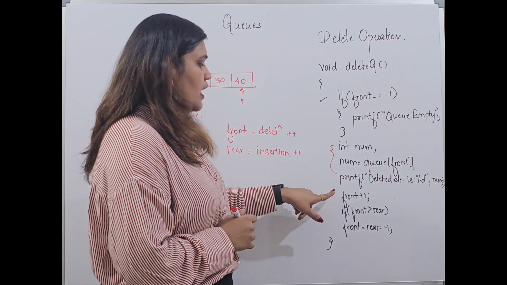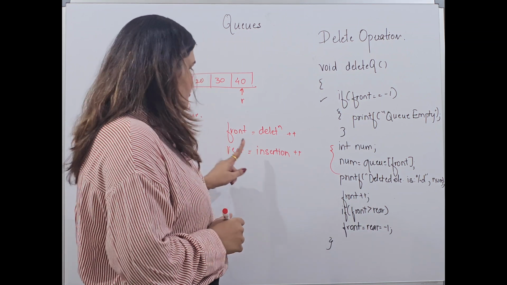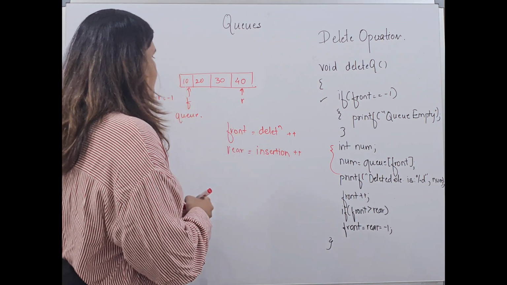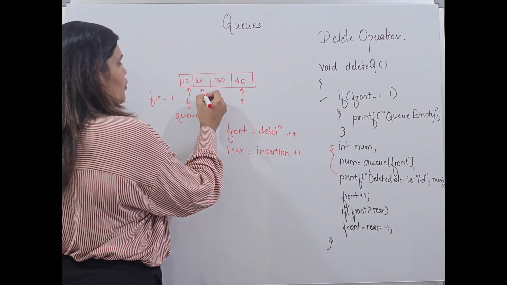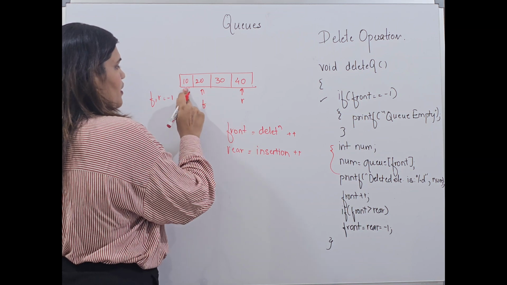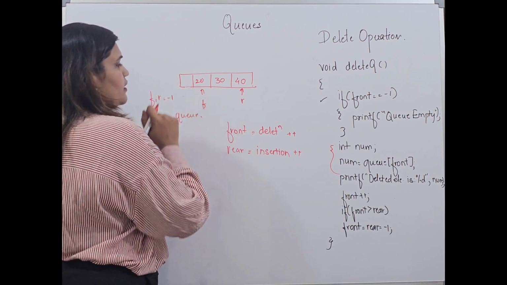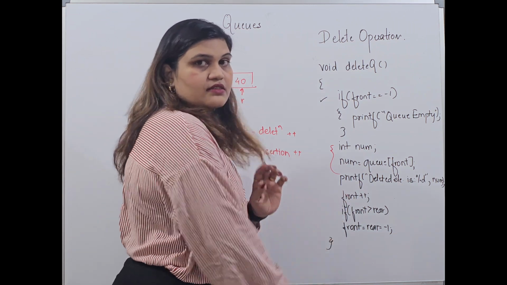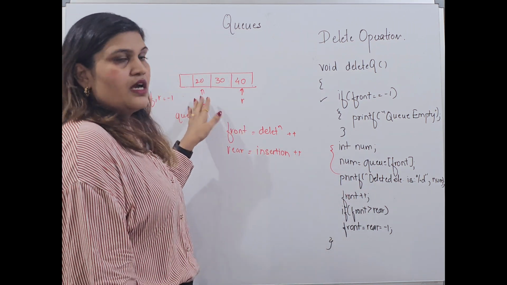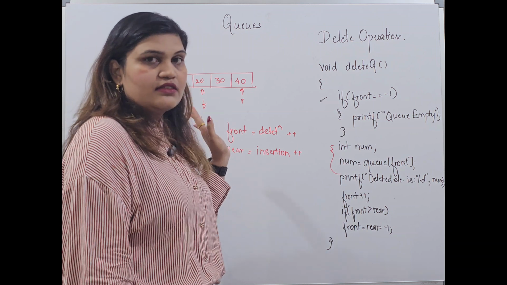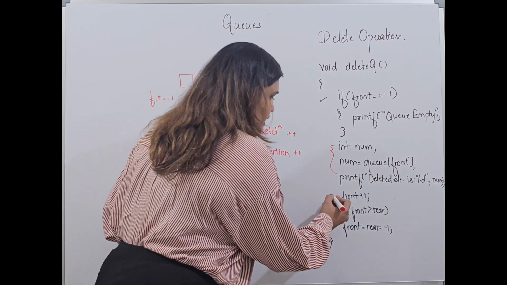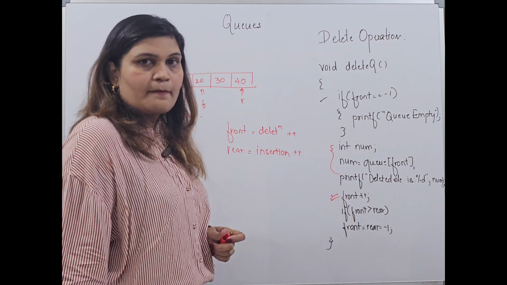Now what is the logic? Whenever I want to delete the element, my front will be incremented. So my front, which was pointing here, will be incremented. My front will point to this location, and automatically my element will be deleted. Front plus plus. The moment I do front plus plus, the previous element will be deleted. So this is the actual logic. It's only one line of code for deletion.